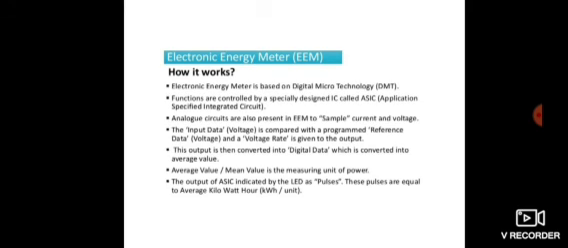The average value, or mean value, is the measuring unit of power. The output of the ASIC is indicated by the LED as pulses. These pulses are equal to the average kilowatt hour.